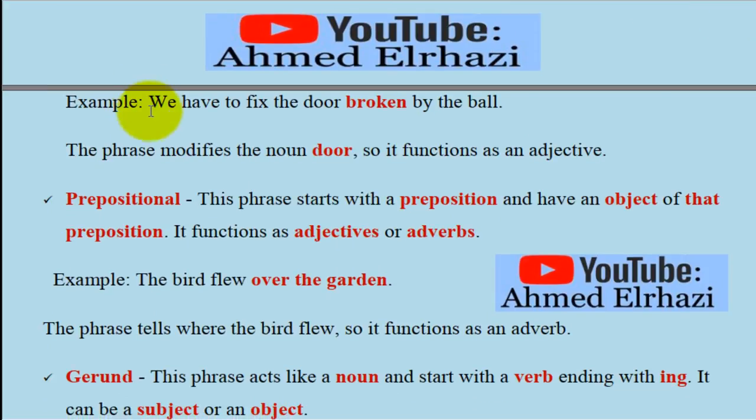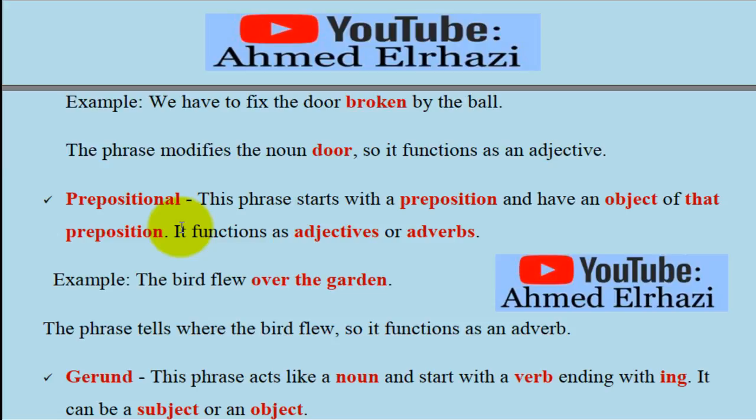Okay. Examples. We have to fix the door broken by the ball. We have to fix the door. كاين اللي بتجي هذا الشكل تاع السنتنس غريب عليه ولكن هذا نوع آخر من الجرامر. We have to fix the door broken by the ball. سنقدو ذاك الباب اللي تهرس بسبب الكرة. The phrase modifies the noun door. Broken by the ball. The phrase modifies the noun door so it functions as an adjective.